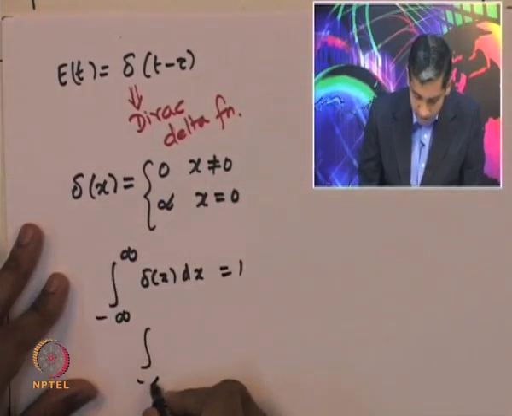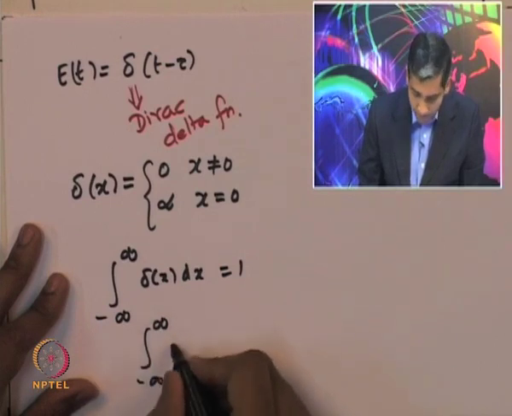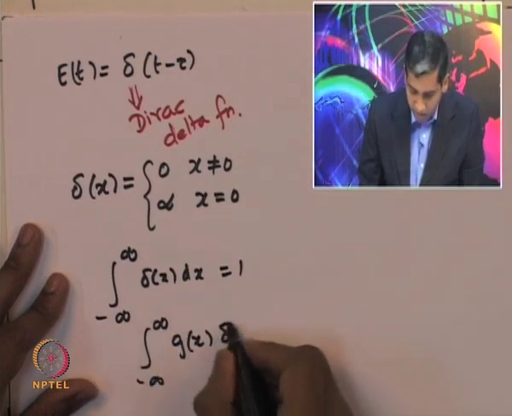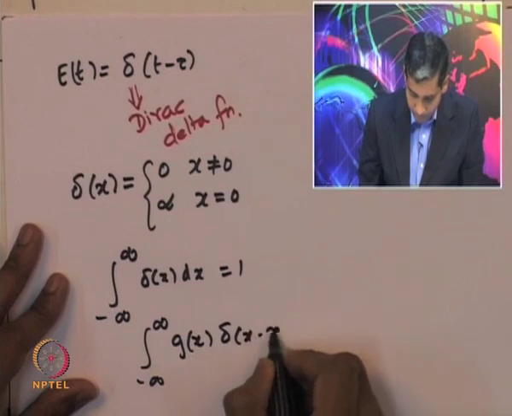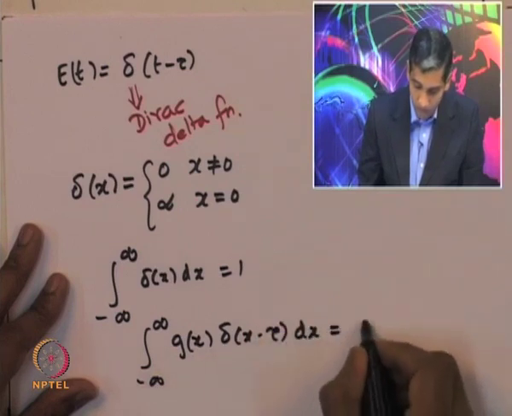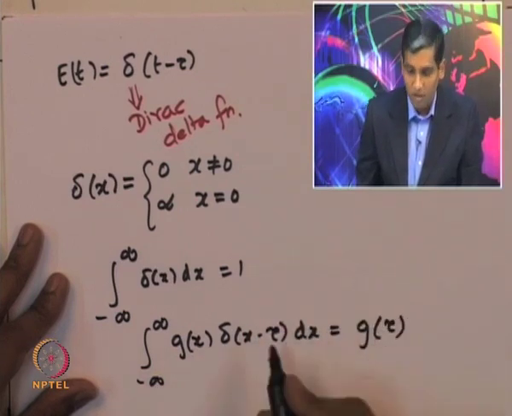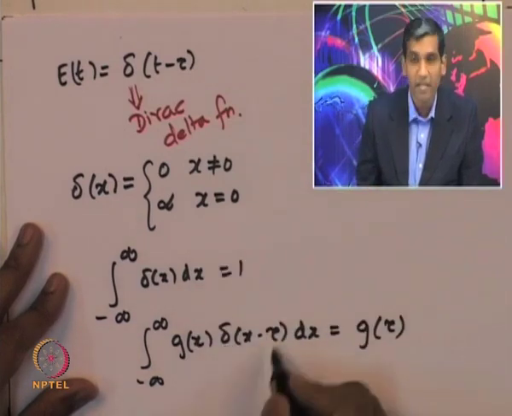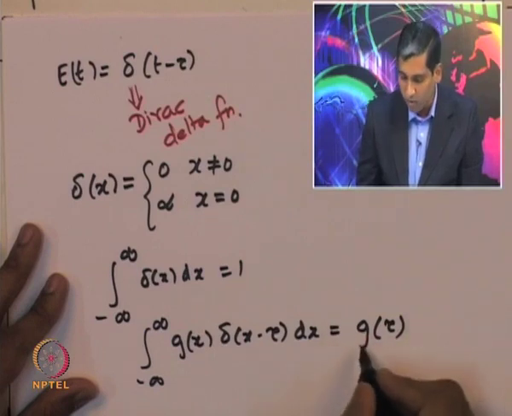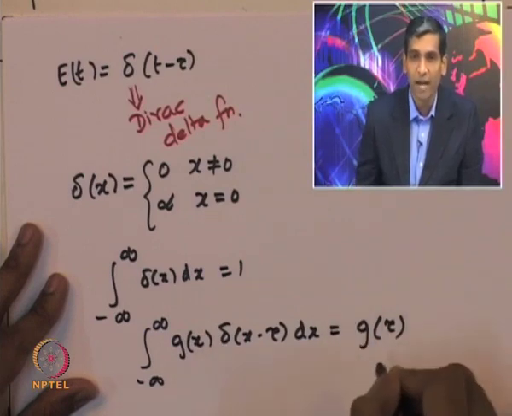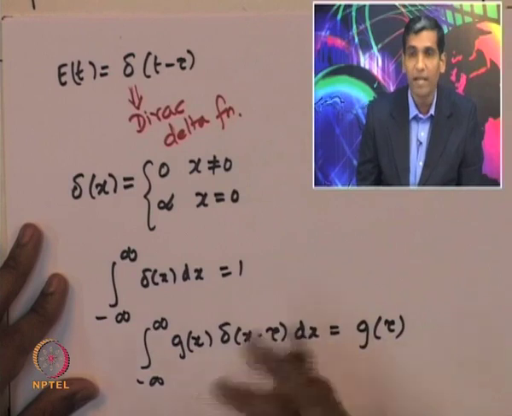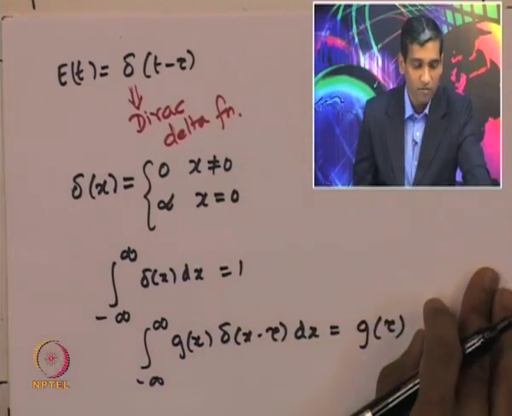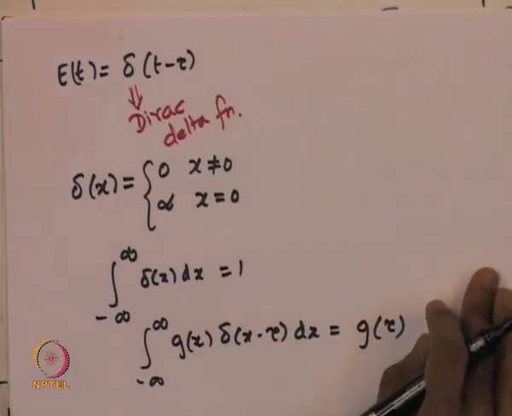In addition to that, another important property is that it satisfies the convolution integral, that is equal to g of tau. So, the integral of g x, if g x is some function of x, multiplied by the delta function into dx, is equal to g evaluated at that value of tau itself, where x minus tau is equal to 0. That is where the spike is present.